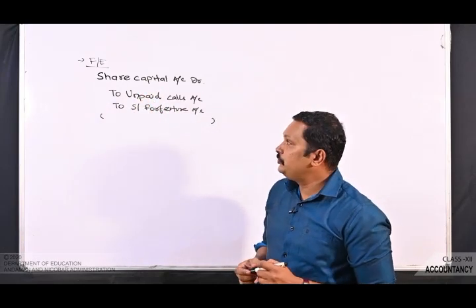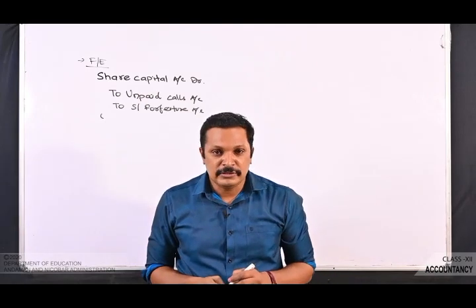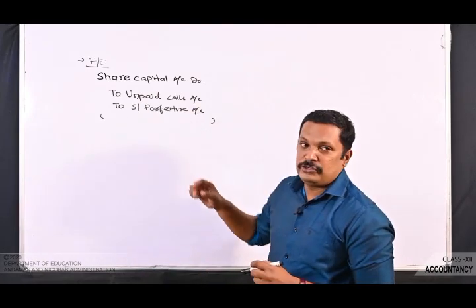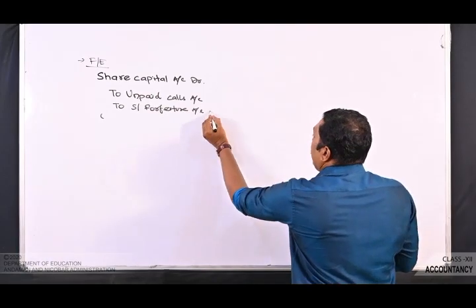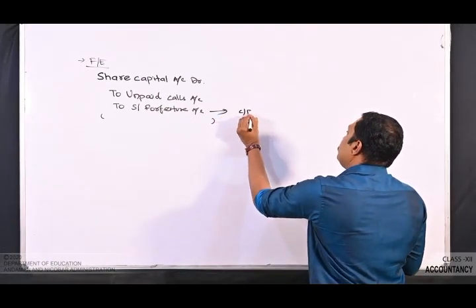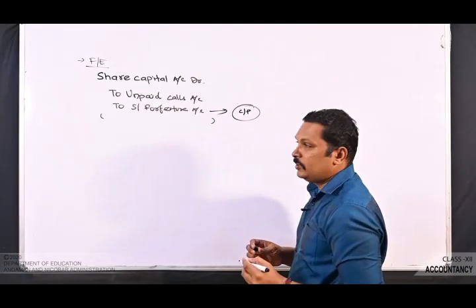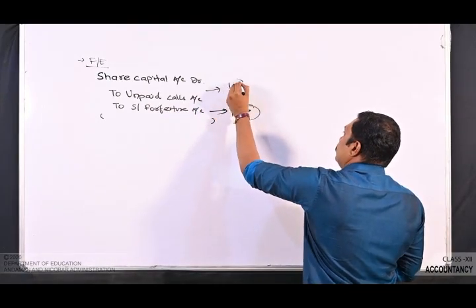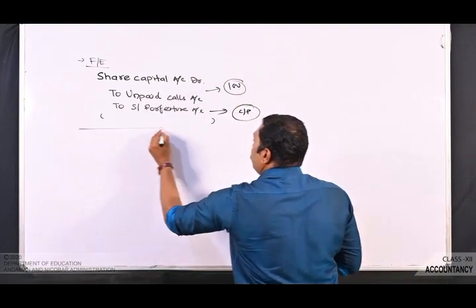So once again, what is the entry? Share capital account debit to unpaid calls to forfeiture. Here the forfeiture is the capital profit. Okay. For example, we forfeited 100 shares and we reissue the same 100 shares.